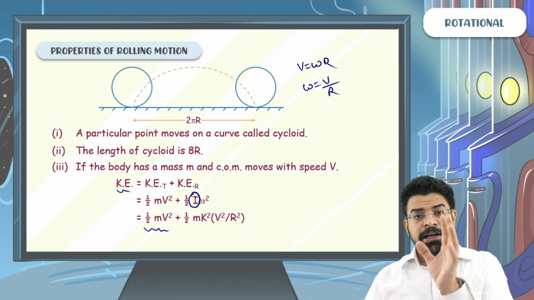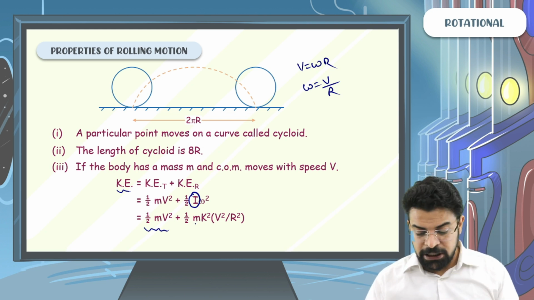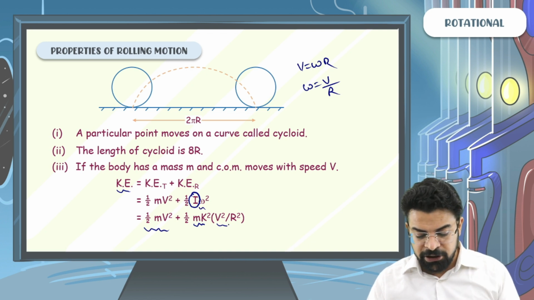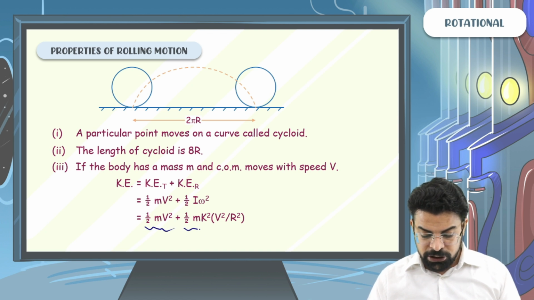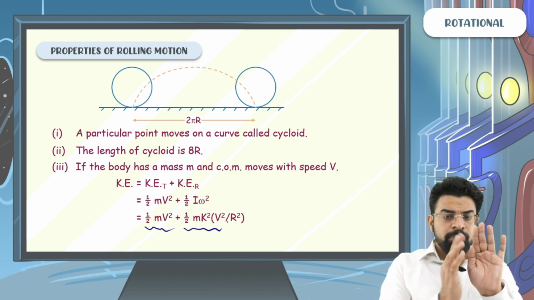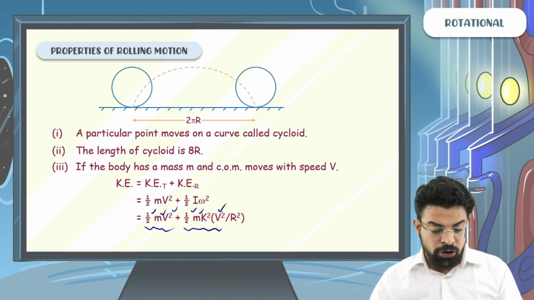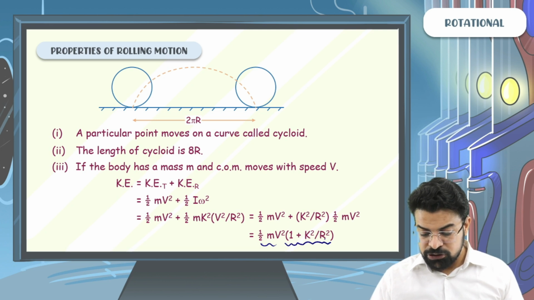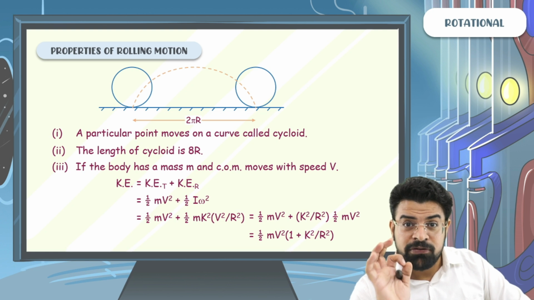In place of kinetic energy rotational for a body doing pure rolling on a fixed surface, in place of I, I wrote mk square, and in place of omega square I have written v square by r square. So beta, from the first two terms you can take half mv square common. Once you take half mv square common, what you are left with is 1 plus k square by r square. And now you have marked up the value of k square by r square for different types of bodies.